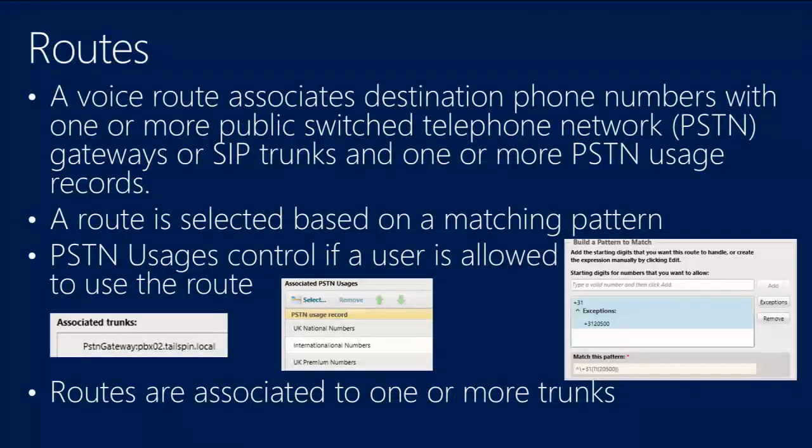Because it's E164, I didn't have to think, oh, well, if they dialed a 9, then it would be the 9, but what if the 9 was 911? I don't have to think about that because it's already globally unique by the time it gets to me from a route perspective, right? So we want this to be E164. The usage will control if the user is allowed to use the route. If the usage isn't in the user's voice policy, they can't see the route, they can't get to the trunk or the gateway. Sorry, you can't make the call.